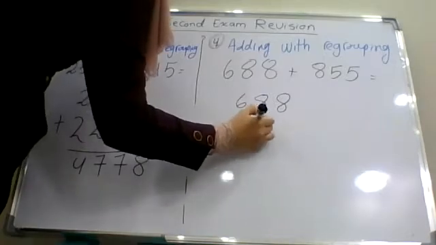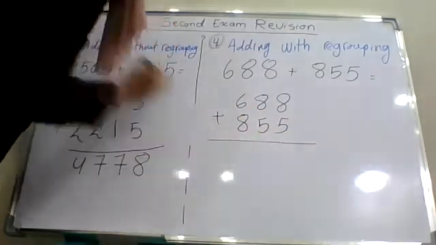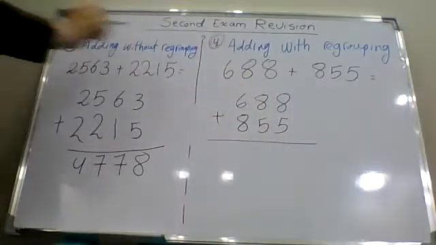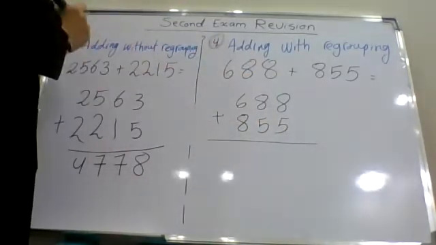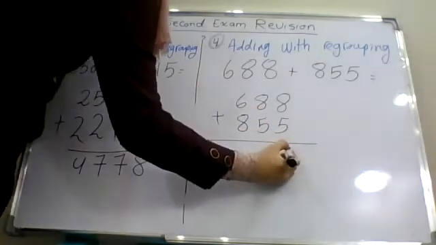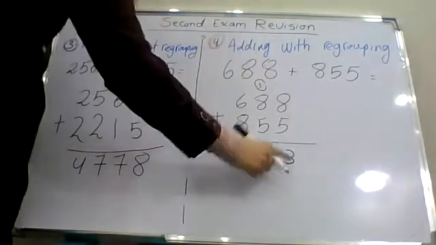Hundreds under hundreds, tens under tens, and ones under ones, okay? Write the answer under each place. We add the ones, we write the answer under the ones place. 8 plus 5 equals 13. I write 3 and I carry the 10 because now I have more than 9.